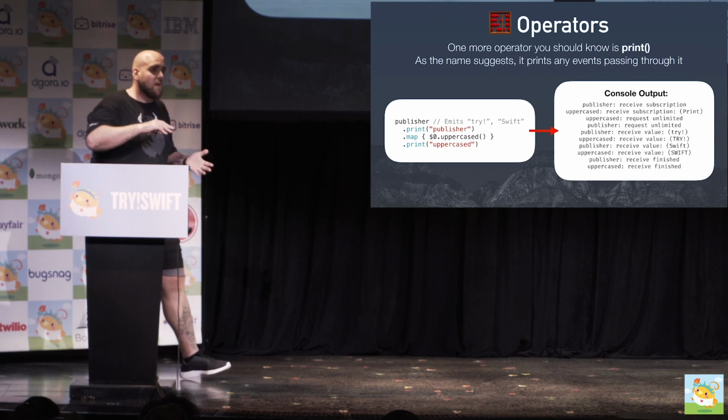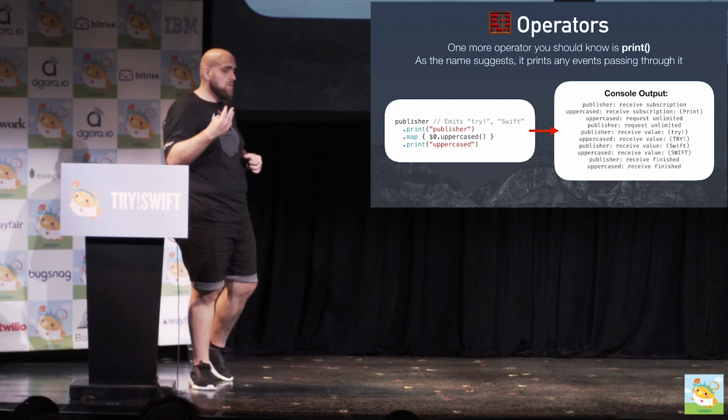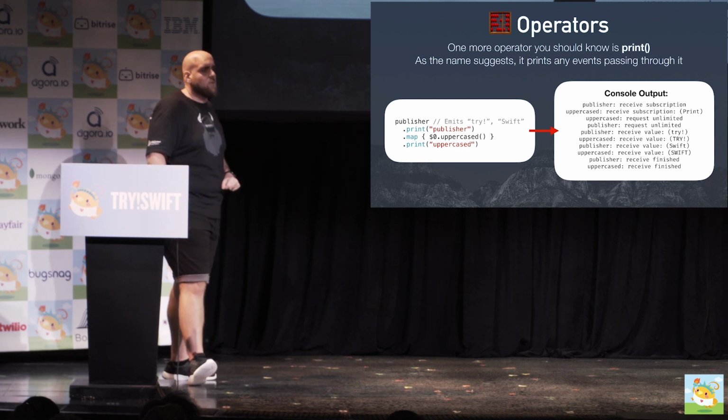Sometimes your publishers won't fire events, won't fire values, and you wouldn't be sure why. This is the perfect way to check what's wrong.